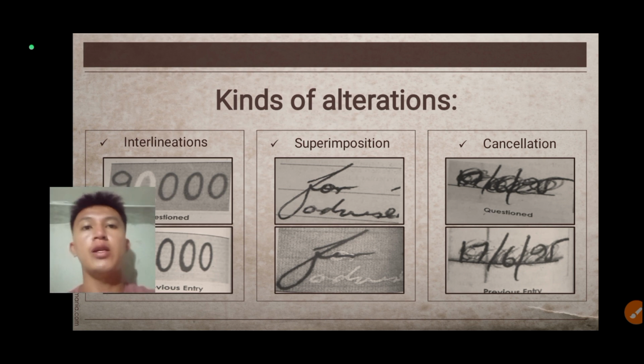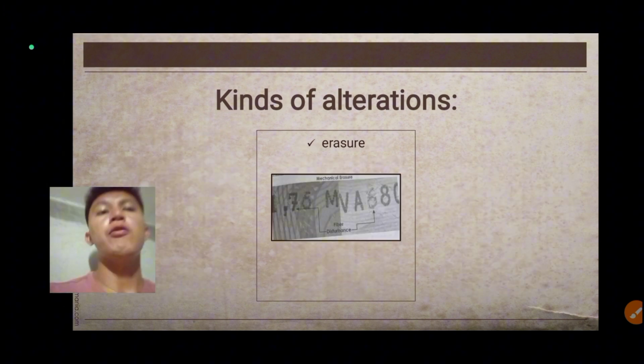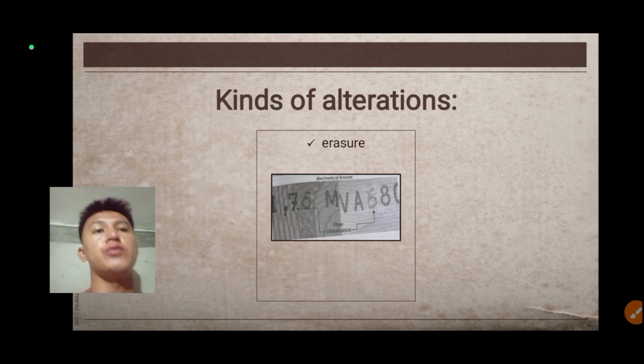Good morning everyone, my name is Janet Campomanes and I am here to discuss the kinds of alterations. Number 1, interlineations. Number 2, superimposition. Number 3, cancellation. And number 4, the last one, is erasure.